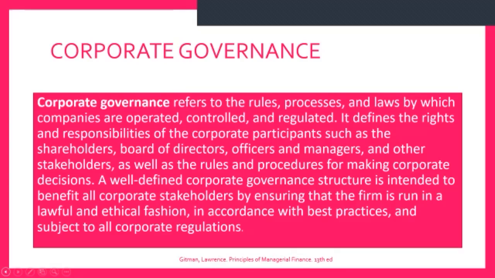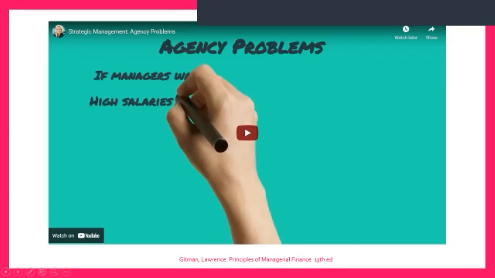Or maybe my goal is to get a good name for myself, so I'm not going to make some types of decisions that may be risky, but the firm could accept it. But I'm thinking about my name. So I'm not making a decision based on the firm, I'm making a personal decision. We call those agency problems. Now let's look at some of these agency problems in this video.